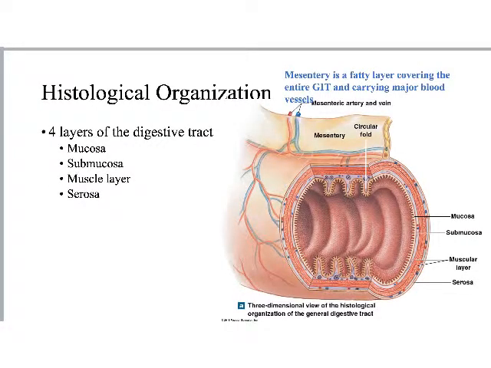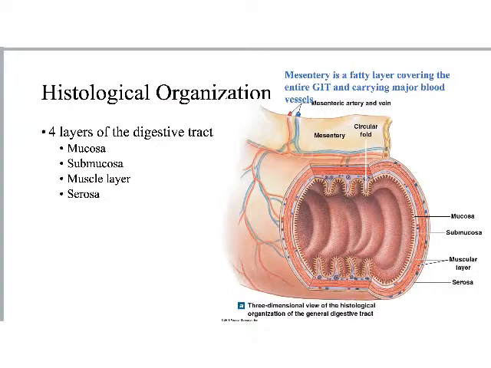Okay, so let's take a look at the histology, meaning at the tissue level, what does the gastrointestinal tract look like? And what we're going to find is pretty much along the whole tract, we have 4 layers. Now, in a couple of places, the names of these layers may change, but you're still going to pretty much have these 4 layers along the GIT, with the exception of the rectum and anus. So the 4 layers are the mucosa, the submucosa, the muscle layer, and the serosa.